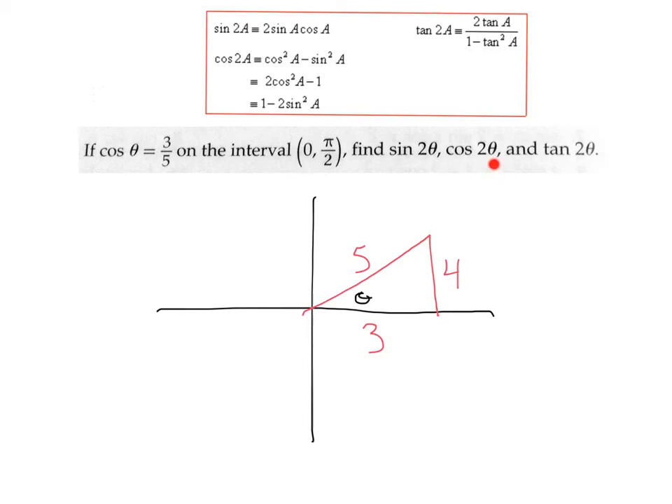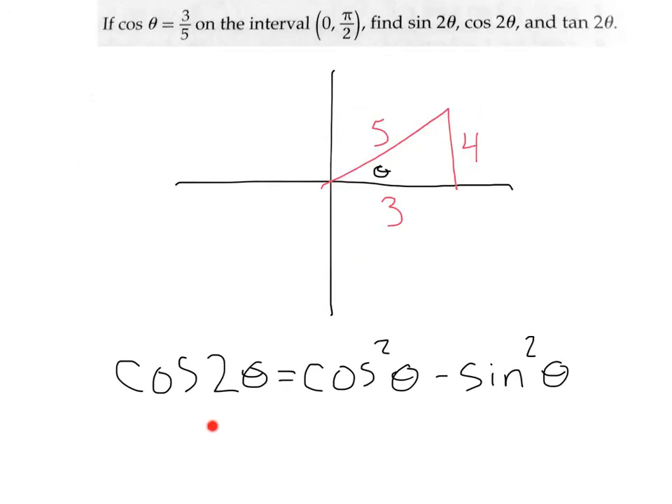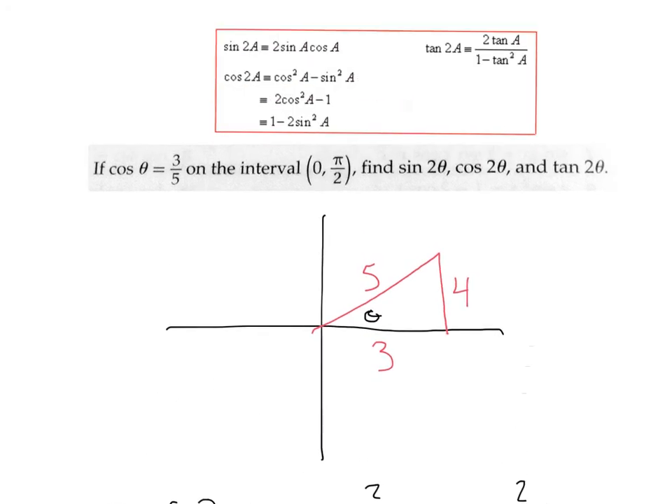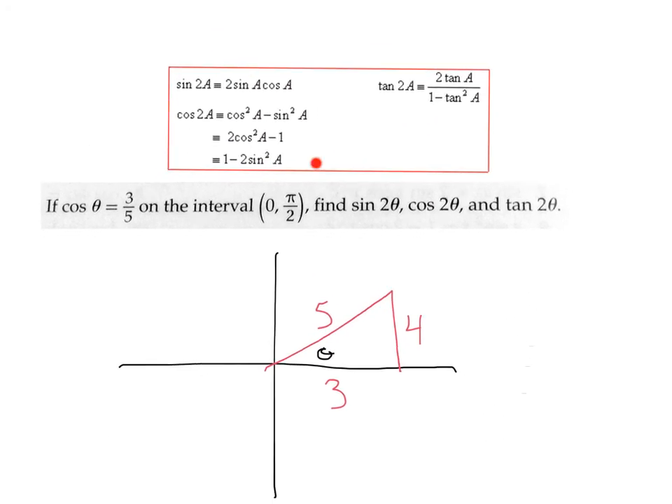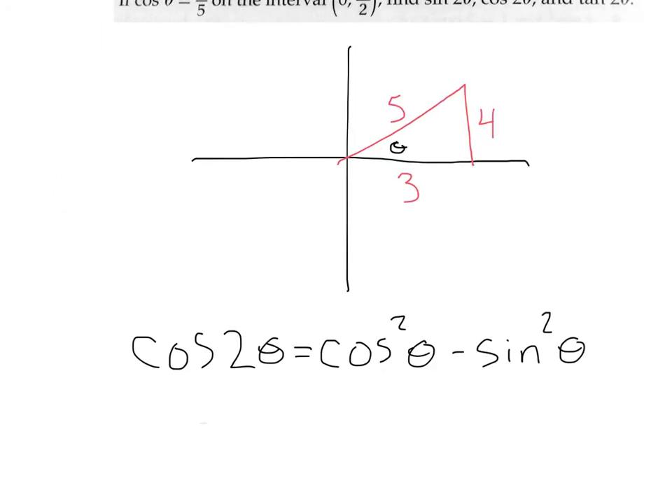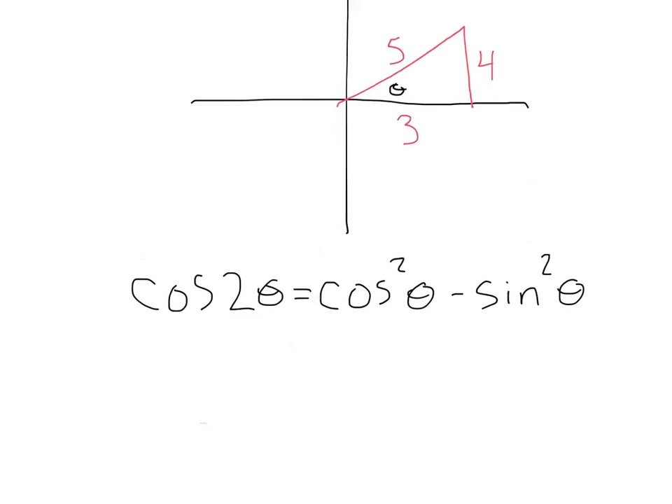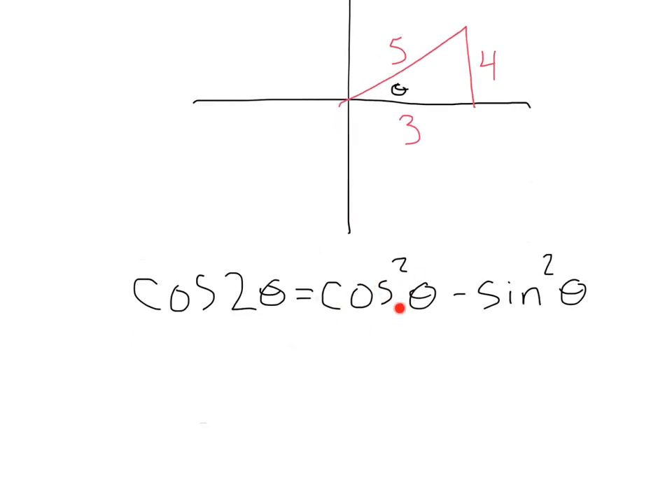This time, why don't we find cosine 2 theta instead of sine 2 theta? I went ahead and chose cosine 2 theta equals cosine squared theta minus sine squared theta. Again, these are just coming from my identities. I could have picked either one of these 3. I'm going with the cosine squared minus sine squared. Alright, from here, we just need to fill in these values using our triangle.